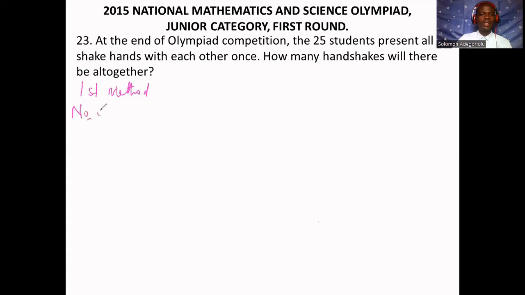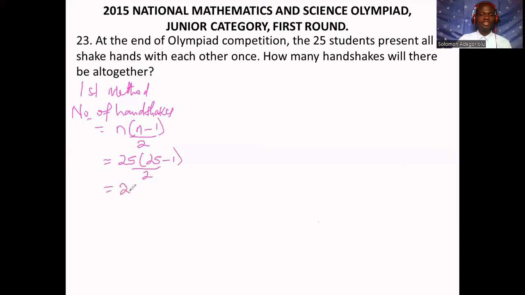Here we have the number of handshakes, and that's going to give us n into bracket n minus 1, then divided by 2. Don't forget, from the question, our n is 25, the number of students that we have. That means we have 25 into bracket 25 minus 1, divided by 2.